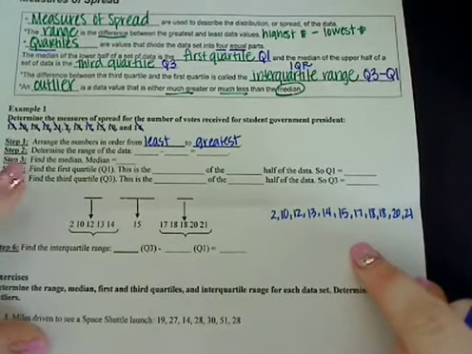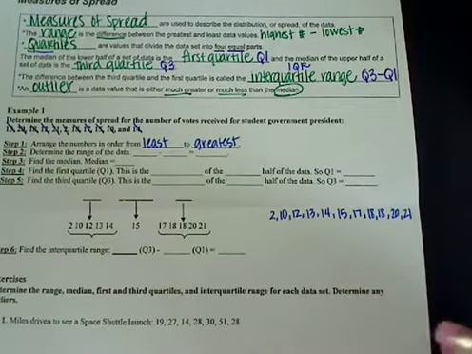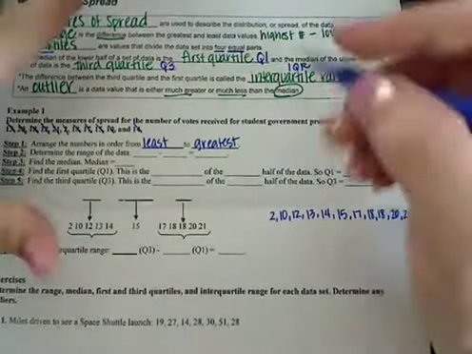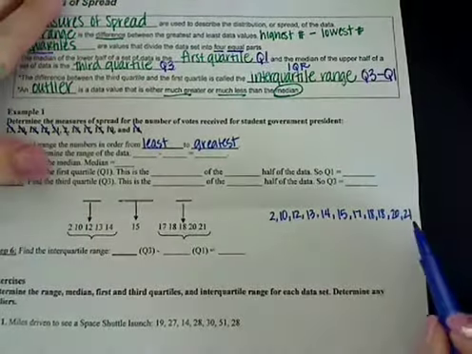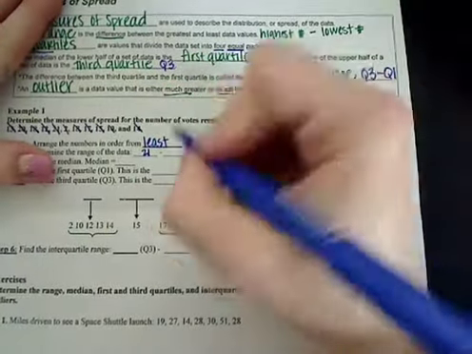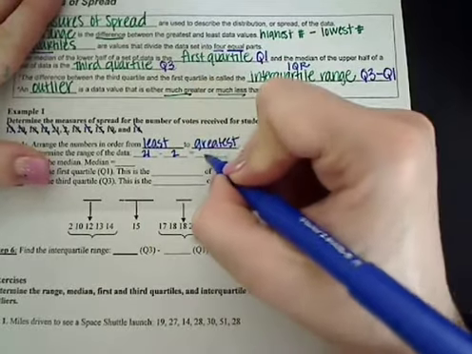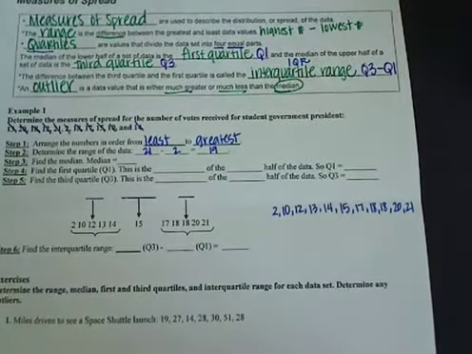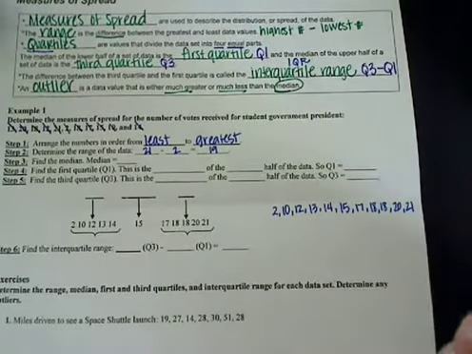My second step is to determine the range of the data. Remember, the range is the highest number minus the lowest. Okay, so my highest number is 21. My lowest number is 2. And 21 minus 2 is 19. Okay, so the range is just the highest minus the lowest.